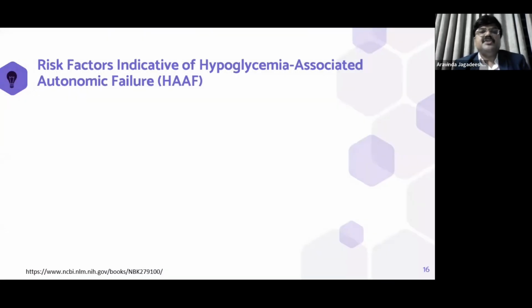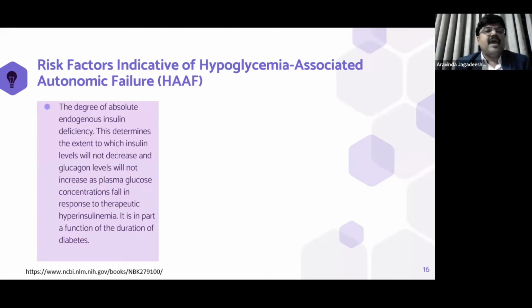The risk factors indicative of hypoglycemia associated autonomic failure. You can see the degree of absolute endogenous insulin deficiency. This determines the extent to which insulin levels will not decrease and glucagon levels will not increase as plasma glucose concentration falls in response to therapeutic hyperinsulinemia. It is in part a function of the duration of diabetes.